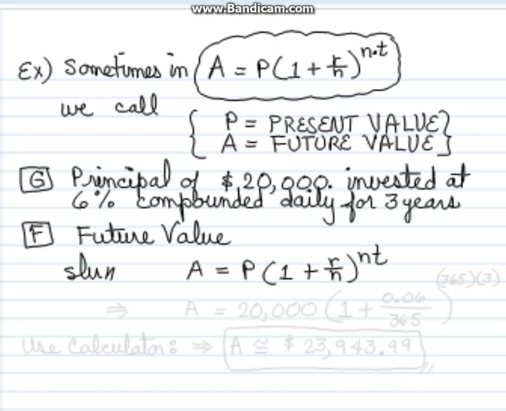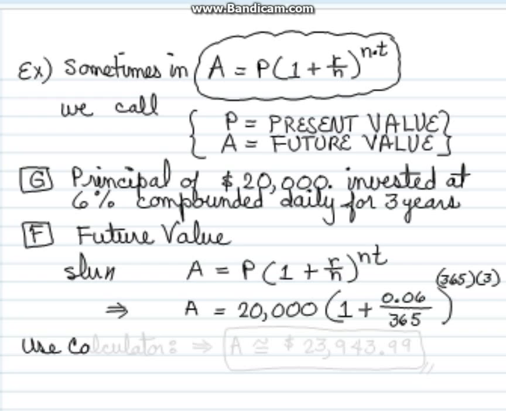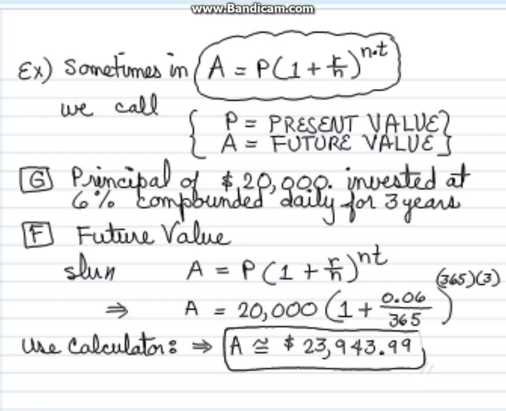So you just plug those values into the formula, 20,000 times 1 plus 0.06 over 365, close the parenthesis, raise that to the 365 times 3 power. Then you grab your calculator and punch it in, and round it to the nearest penny, and your answer will be the future value in 3 years, A, in the account is approximately equal to $23,943.99.